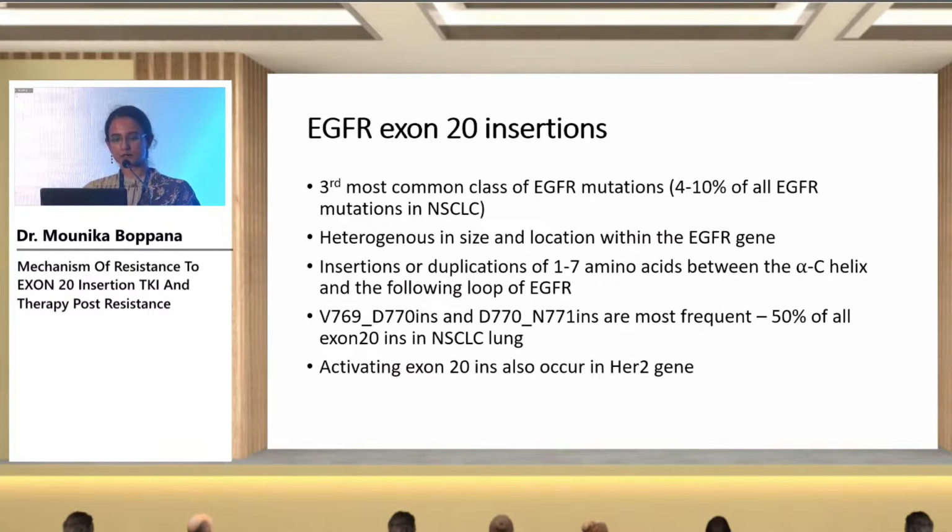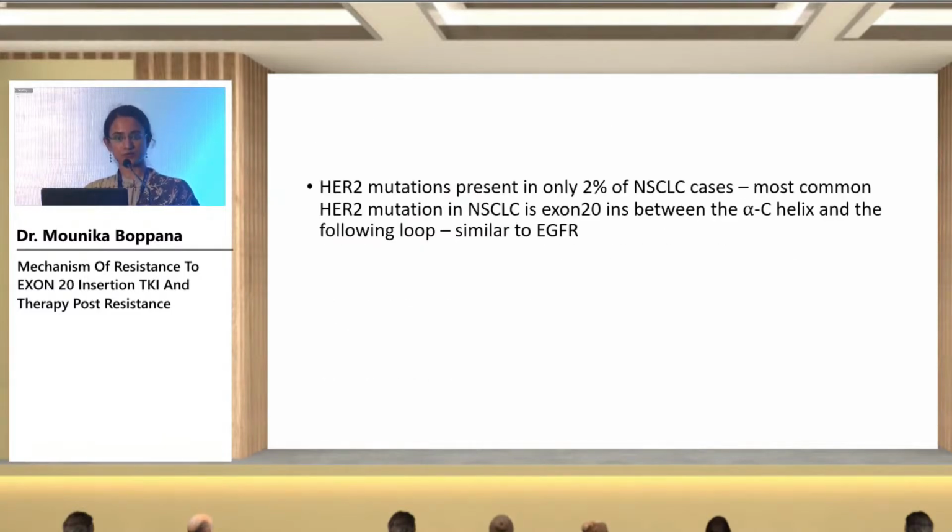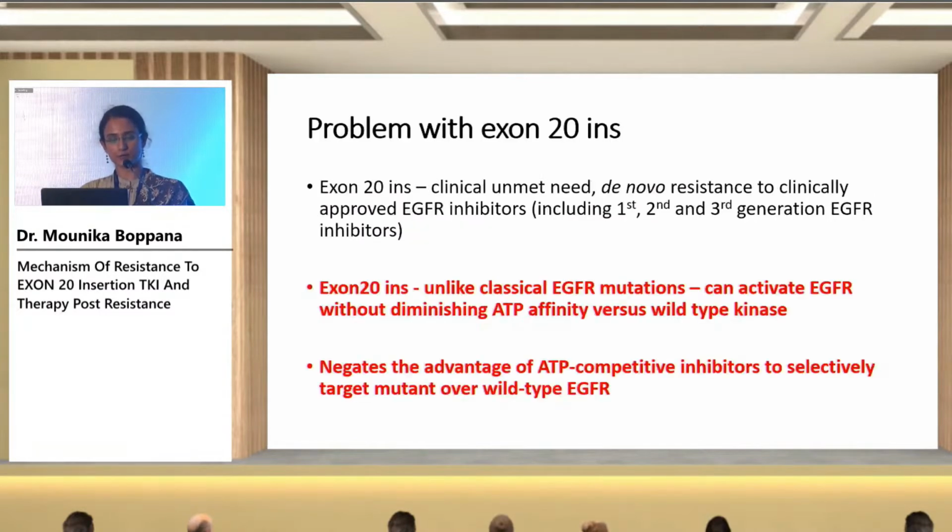So this is the third most common class of EGFR mutations, and it's heterogeneous in size. It's insertions or duplications of 1 to 7 amino acids between the alpha C helix and the following loop of EGFR. It also happens in the HER2 gene. We know that HER2 mutations are present only in about 2% of the NSCLC cases. And the most common HER2 mutation that is seen is exon 20 insertion, but again at the same location between the alpha C helix and the following loop.